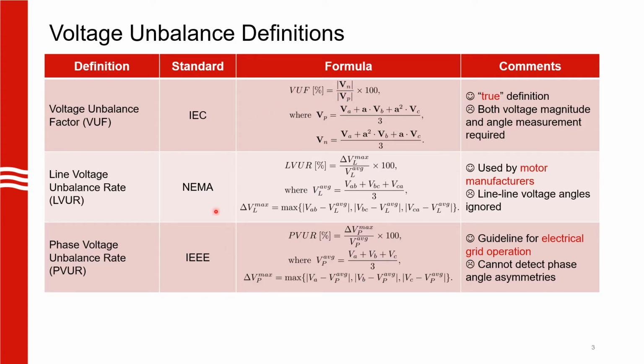The other two definitions are approximations of the IEC's definition, and they only use voltage magnitudes and ignore the voltage angles. The NEMA definition, or LVUR, is used by motor manufacturers, and they use the line-to-line voltage magnitudes in order to measure unbalance. The third definition, the IEEE definition, known as PVUR, is used predominantly by electrical grid operators, and they use phase to neutral voltages in order to calculate unbalance.